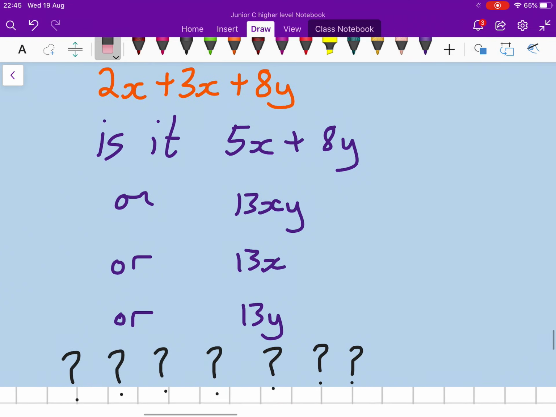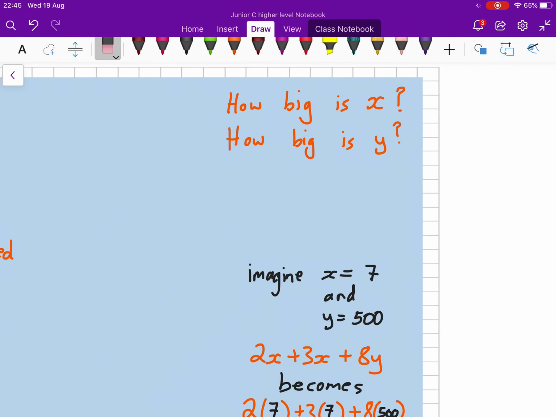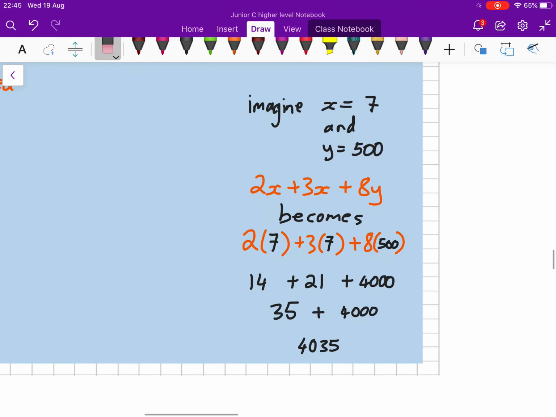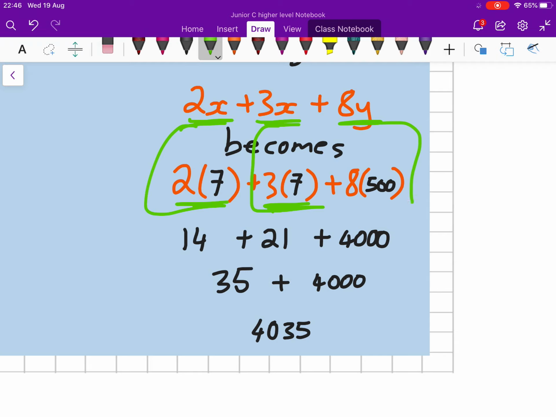Should our answer be 5x plus 8y? Should it be 13xy, 13x, or 13y? Well, we'll have to investigate to figure out which one of these is the correct answer. It all comes down to how big is x and how big is y and so on. So let's just imagine for a moment x is 7 and y is 500. So our problem becomes 2 times x, that's just 2 times 7. The 3x, well, that's just the same as 3 times 7. And 8y, that's just the same as 8 times 500.